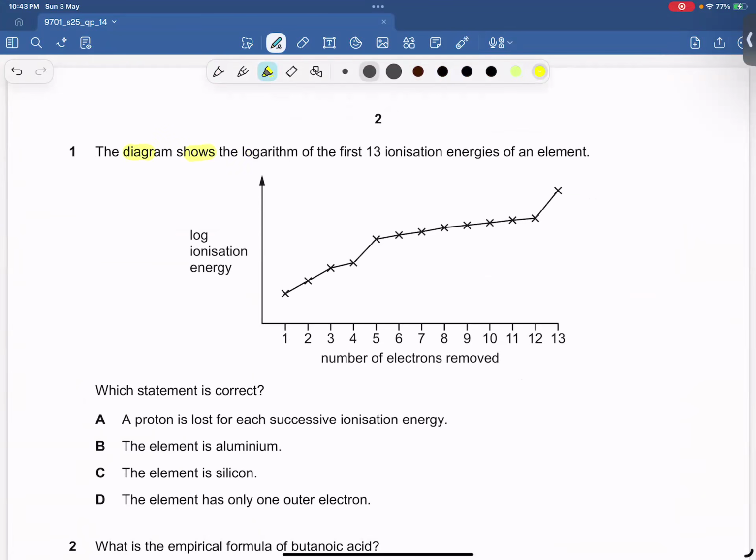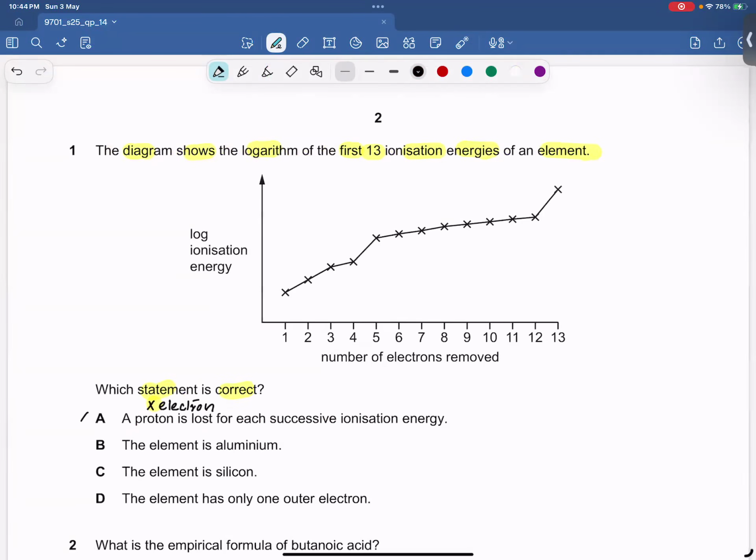The diagram shows the logarithm of the first 13 ionization energies of an element. Which statement is correct? Now, the examiner is saying that a proton is lost for each successive ionization energy. That is absolutely incorrect because in the ionization process, an electron needs to be removed, which means option A is incorrect.